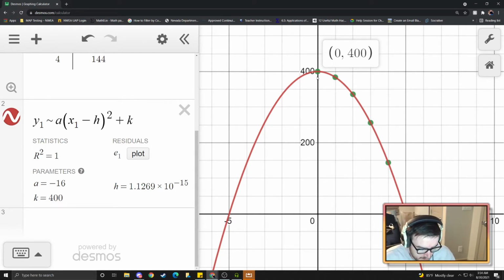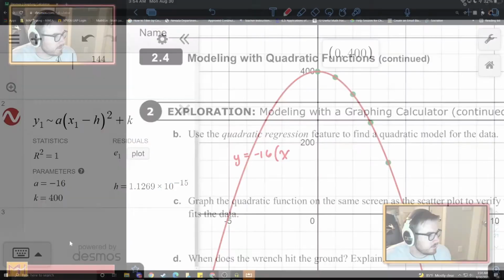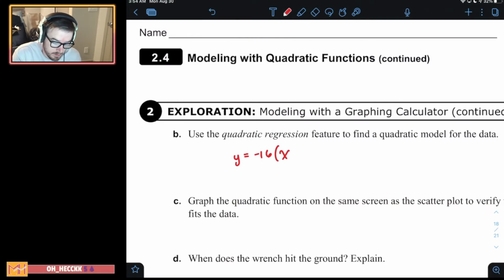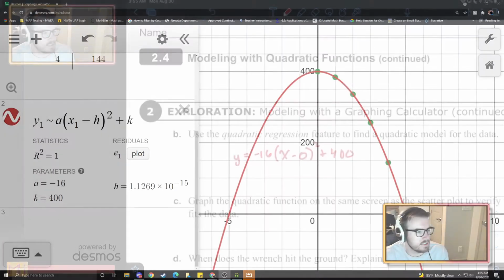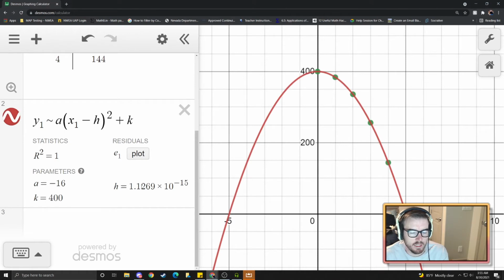So with that being said, let's go ahead and write our equation. We've got y equals, the a value is -16, (x minus 0). I'm going to go ahead and write the 0 because it didn't shift horizontally, and then it moved all the way up to 400. Apparently there's a little bit of an inaccuracy there with Desmos because that number is essentially 0. It's so tiny. This is scientific notation. This is a really tiny number. It's essentially 0, so we're going to call it 0, okay? So stay on the lookout for that.